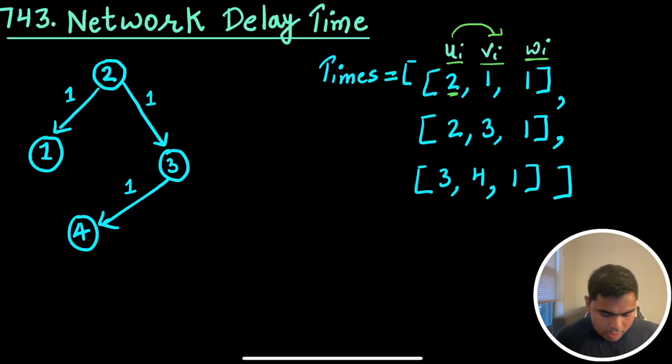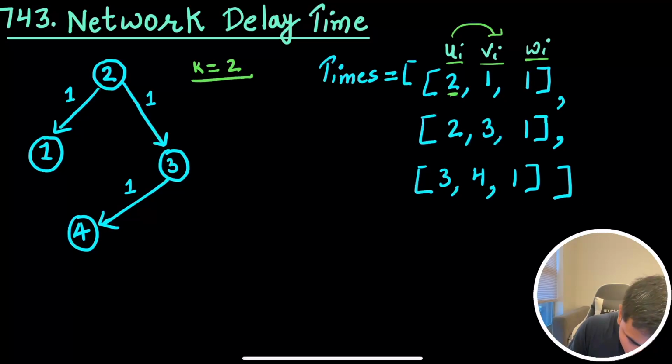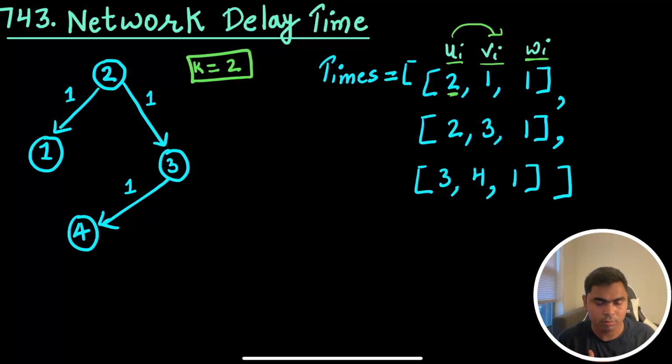and also the weight assigned to it. Now let's see what the problem is actually asking us, and how we will find this minimum time to send the signal from the source node to all these nodes. In this example, we have the source node k equal to 2. Node 2 is the one that sends the signal, and we need to find how much time it takes for all the nodes to receive that signal.